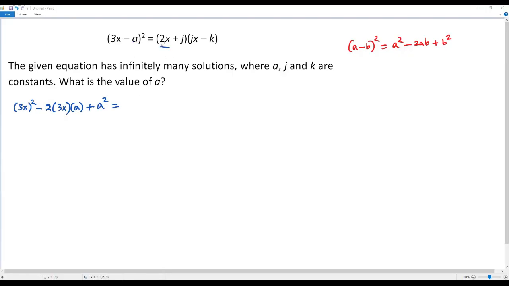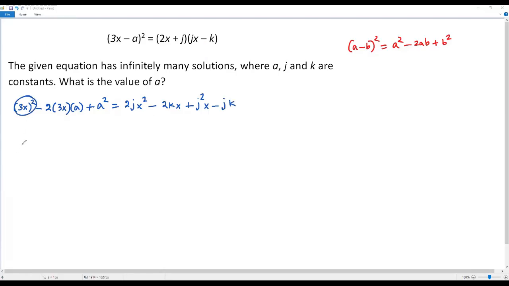Here we can multiply these two binomials using the FOIL method. Let's multiply the first terms: 2x times jx is 2jx². Now the outer terms: 2x and -k gives -2kx. Now the inner terms: positive j times jx gives j²x. Now the last terms: positive j times -k is -jk.